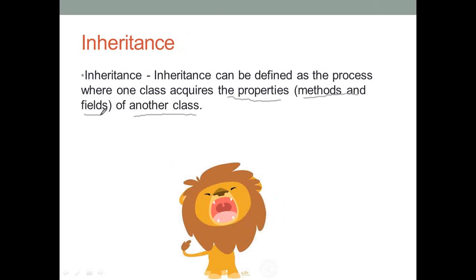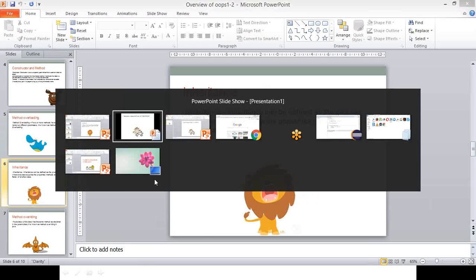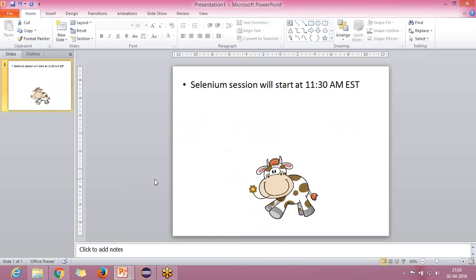This is the bookish definition of inheritance, which you will see if you open a textbook or a website. It says inheritance can be defined as the process where one class acquires the properties of another class, and so on. Now let us try to understand what this actually means, and then we'll come back and understand this definition again.